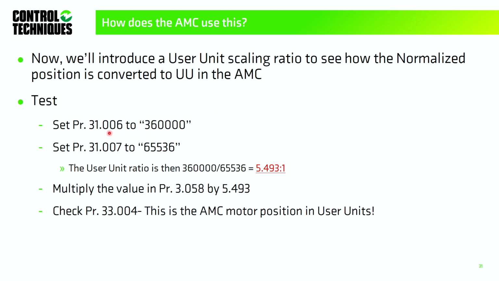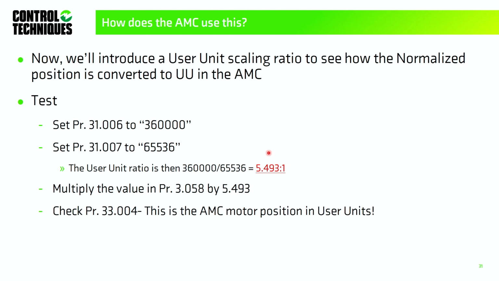This talks about parameter 3106 and 3107. That is the user unit ratio for a rotary application. I'm going to go through all this, but what this slide shows is the user unit ratio. To get that, you divide what you have in 3106 by 65,536. You divide the two. 3106 is 360,000 in my example. I left my turns counter at 16, so at 65,536 counts per rev, I get this user unit ratio here.